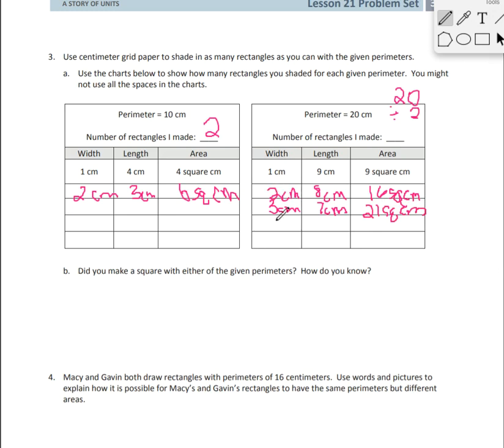I'm going to keep going up, 1, 2, 3, so this side's going to be 4. We have a pattern. As this side increases, this side decreases. We have 1, 2, 3, and 4, 9, 8, 7, 6. Four times 6 is 24.